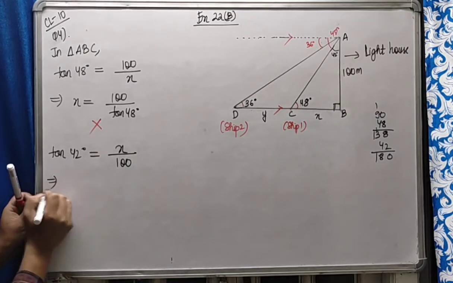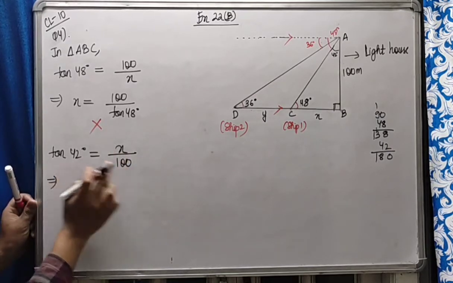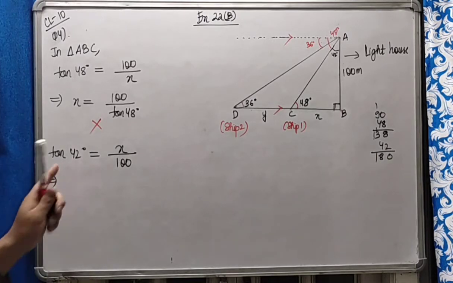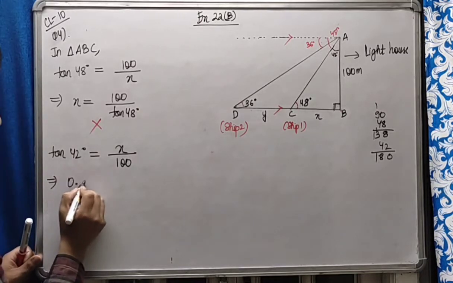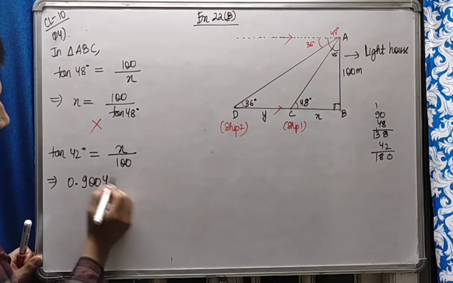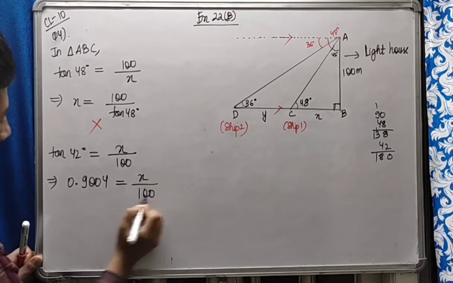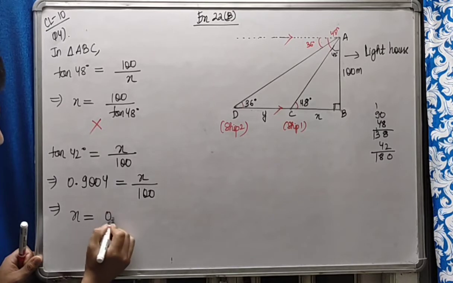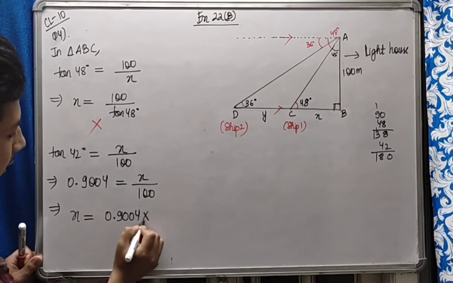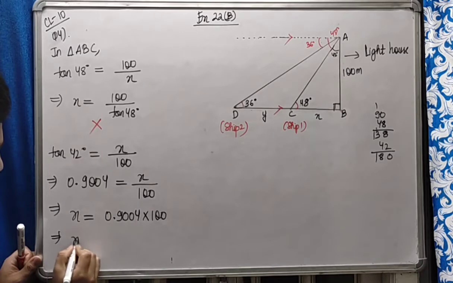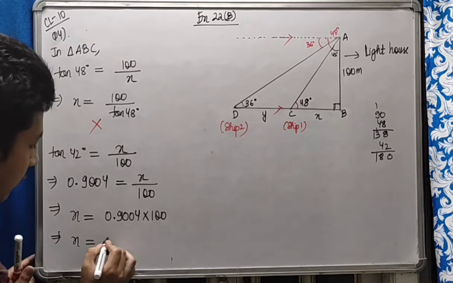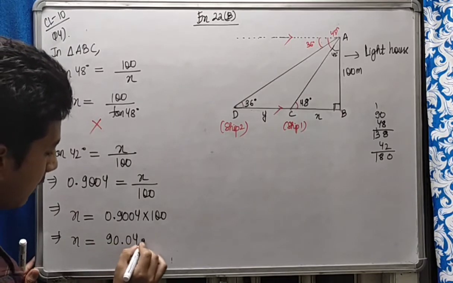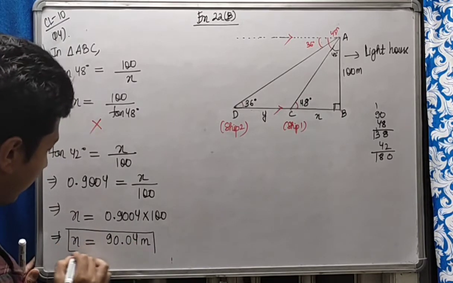And here I can now easily find the value of x because 42 into 100 is possible. Please check the value. Tan 42 degree is 0.9004, which is equal to x by 100, and if you multiply, x is 0.9004 into 100, which will give you 90.04 meter.